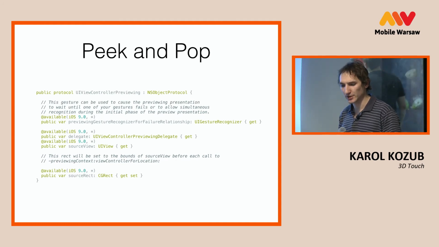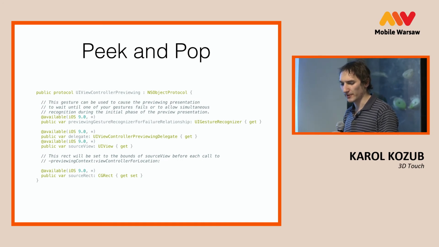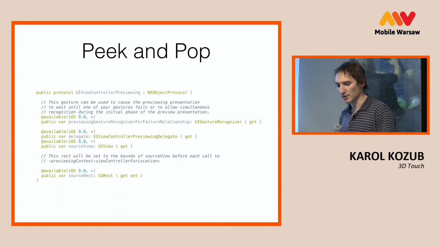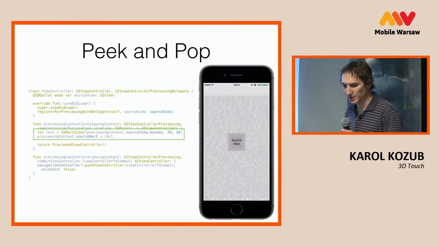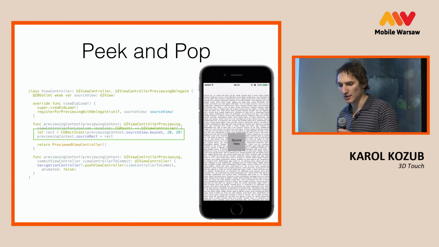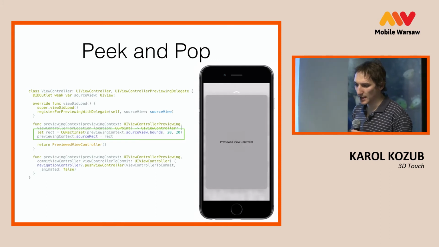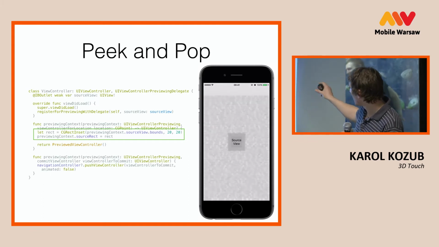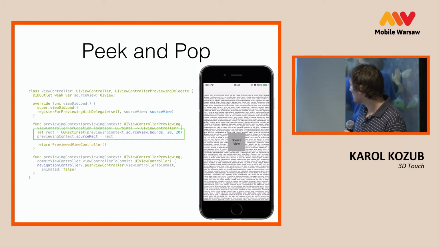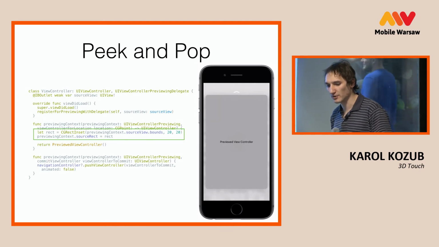And there is a source rect which allows us to define which part of the source view is supposed to get focused when we press on it. So here, for example, we set the source rect as an inset bound of the source view. So we inset the source view bounds by 20 points, and I'm not sure if it's visible on the right, but when I press the source view, only the middle square gets focus, and the edges are blurred as well.